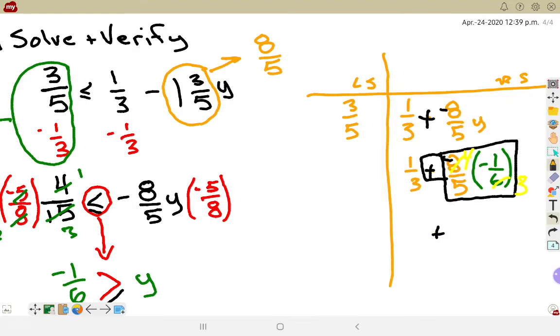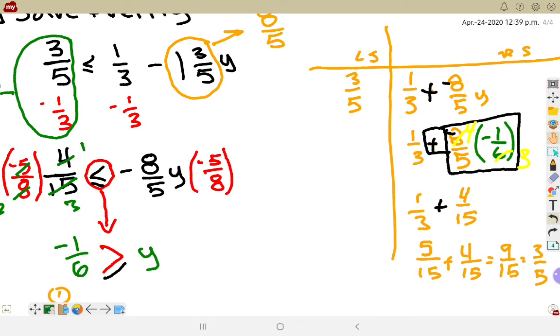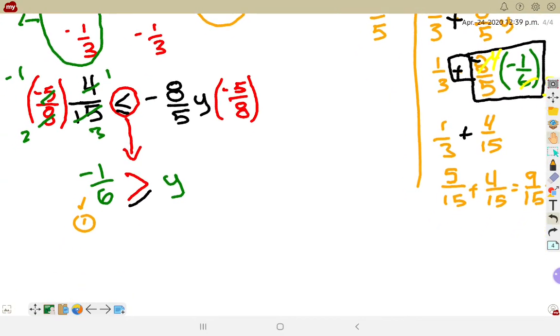So now I've got 1/3 plus, and now I get 4 over 15. Well, I need to change the 1/3, so I'm going to write that as 5 over 15 plus 4 over 15, and that is 9 over 15, and 9 over 15 in lowest terms is 3 over 5. So a little bit more work to figure out that yes, we do have the right boundary point, and -1 over 6 is the correct boundary for this.